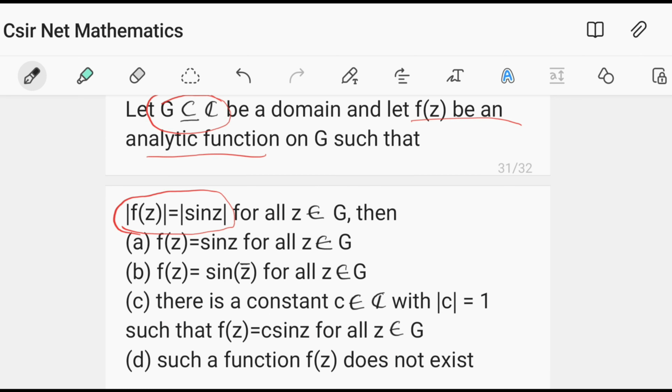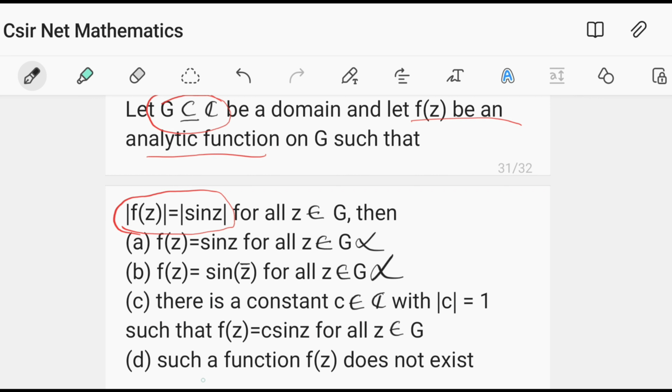So let's check with the options. In option A, we have f of z is equal to sin z. That is not the case; f of z is plus or minus sin z. So the first option is wrong. The next option is f of z is equal to sin of z conjugate. So that is also not correct. When you remove the modulus sign, z doesn't become its conjugate or something. So that's not the case.